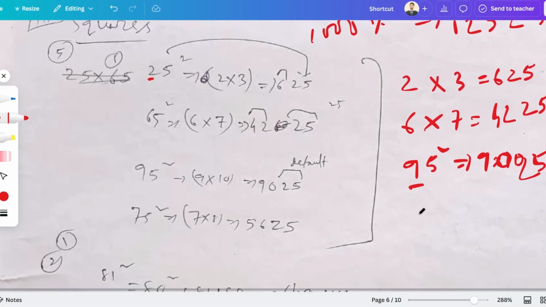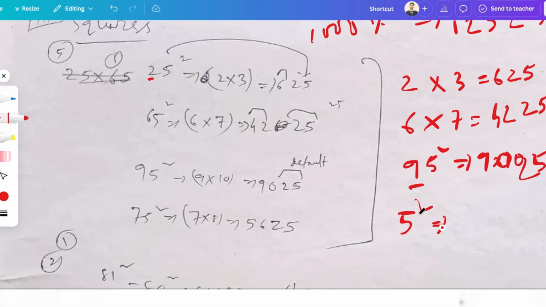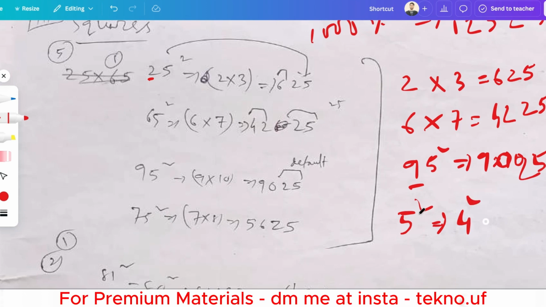Let me tell you one thing. If you are calculating 5 square, the answer can be found this way as well. 5 minus 1 is 4, so 4 square plus 4, plus the number itself, 4 plus 1, that is 5. So 4 square is 16, plus 4 is 20, plus 5, 25. So this way you can get the answer. Why I'm telling you this, let me show that.